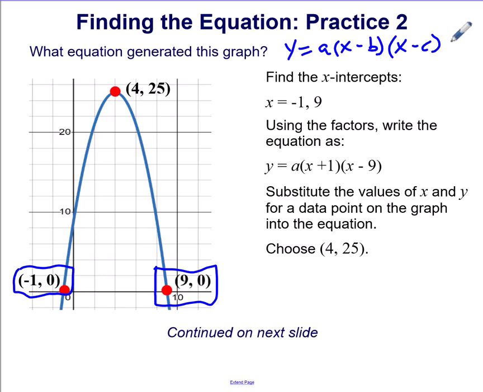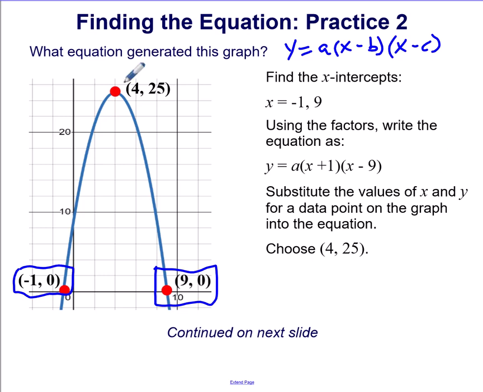Using our general equation, I make the substitution. I replace b with -1, and I replace c with 9. So we use those factors to write the equation as y is equal to a times the quantity x plus 1 times x minus 9. Now our next step is we're going to substitute values of x and y for a data point somewhere on the graph into the equation.